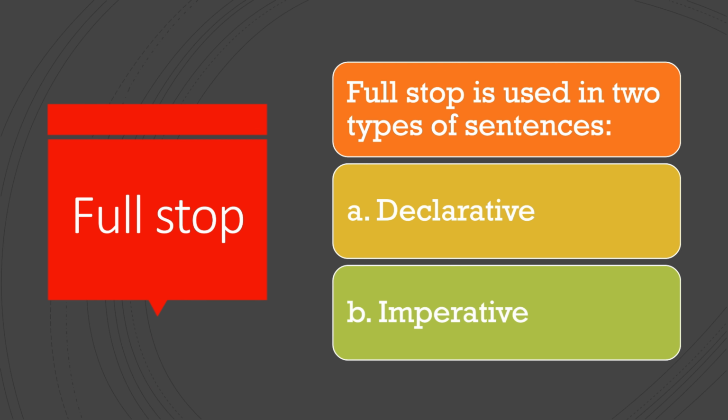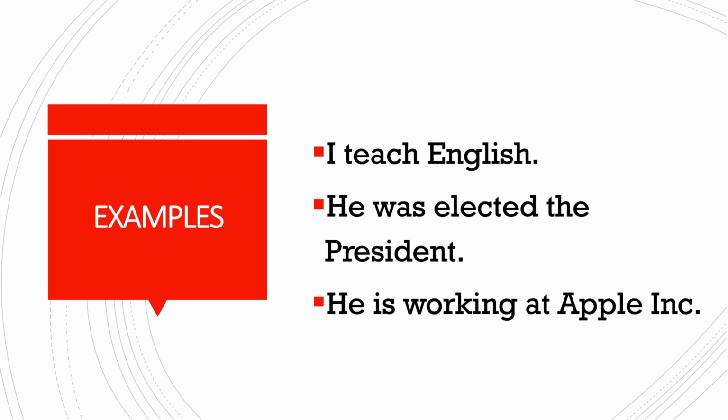The first one is the full stop. The full stop is the most commonly used punctuation mark. It's used to end 2 types of sentences, declarative and imperative. So now let's understand it through some examples. I teach English. He was elected the president. He is working at Apple Inc. Here in this sentence, this word INC is the abbreviation of Incorporated Company. So at the end of this, there is the use of full stop. And if it's used at the end of the sentence, then there is no need of another full stop.